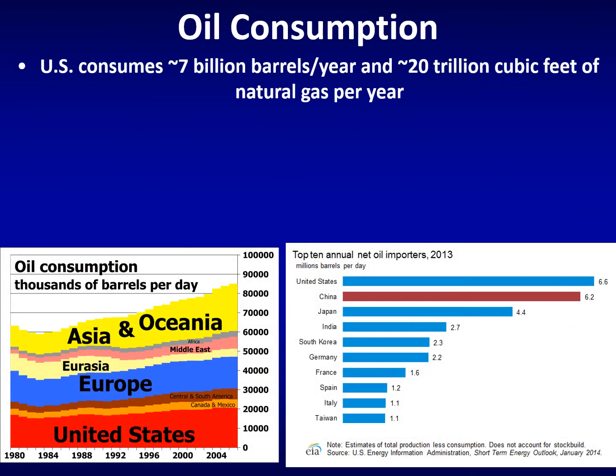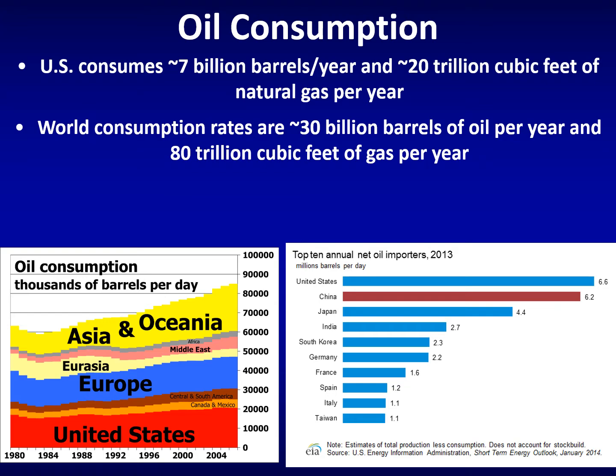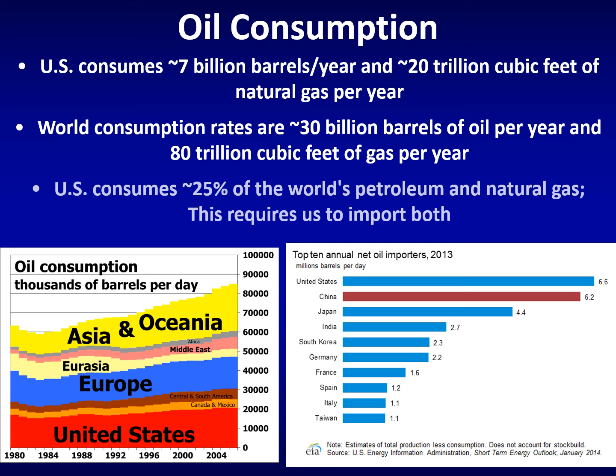The U.S. consumes about 7 billion barrels of oil per year and about 20 trillion cubic feet of natural gas. The world rates are about 30 billion barrels of oil per year and 80 trillion cubic feet of gas. The U.S. consumes then about 25% of the world's petroleum and natural gas, which requires us to import both. The United States, you can see in the lower left, is the greatest consumer of oil, and in the top 10 annual net oil importers, the U.S. is at the top of the list.